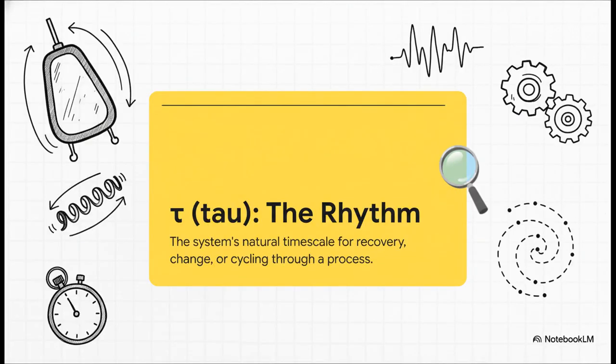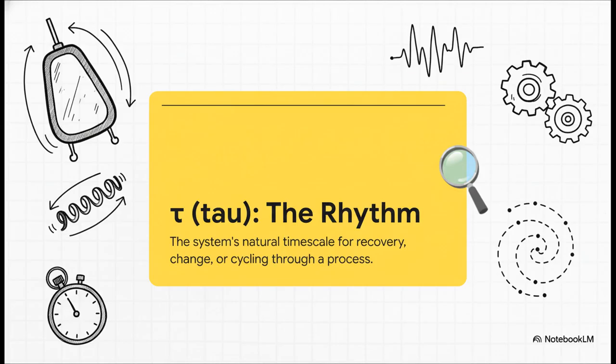And finally, we've got tau, which is the system's rhythm. This is its natural heartbeat, its timescale. How quickly does it bounce back after being pushed? Is the system kind of jittery and fast, or is it slow, steady, and methodical?